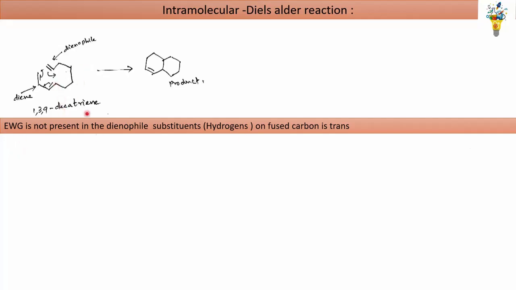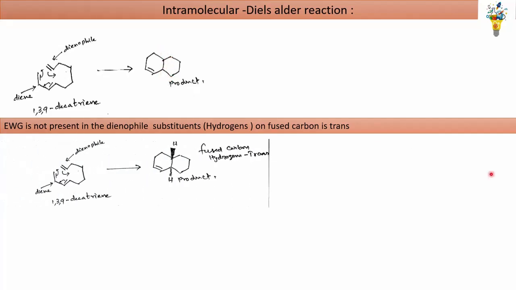When an electron withdrawing group is not present in the dienophile, the dienophile does not contain any groups here. Okay, so what is the stereochemistry of the adduct? Here the cyclic ring has the fused carbon. So this is a fused carbon. What is the nature? The dienophile does not contain any group. So in the adduct, the fused carbon hydrogens are in the trans position. So the hydrogens or atoms are in the trans position. When the dienophile contains a group, there may be a change in the stereochemistry.